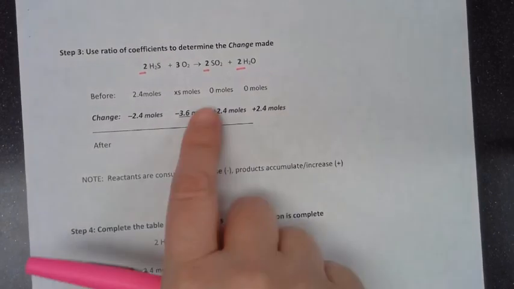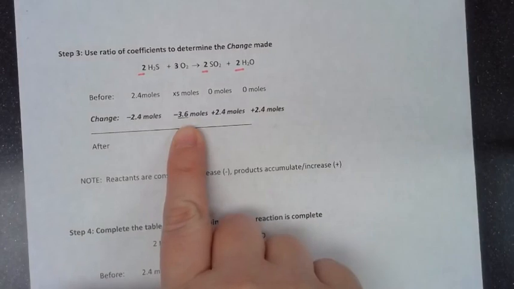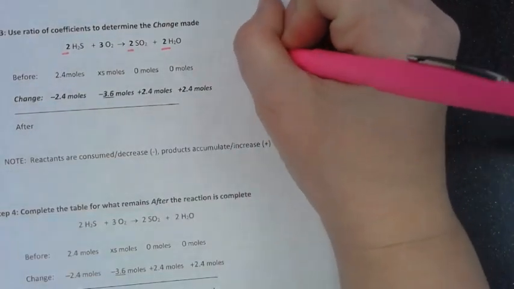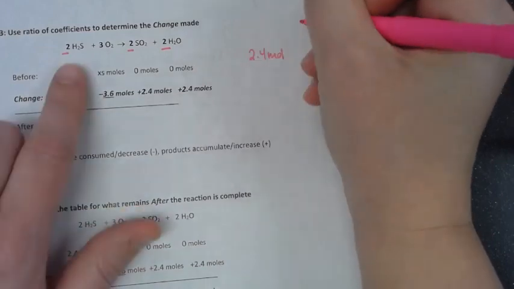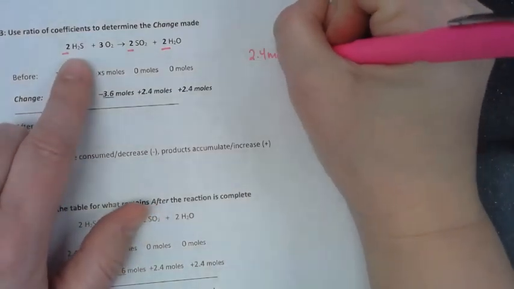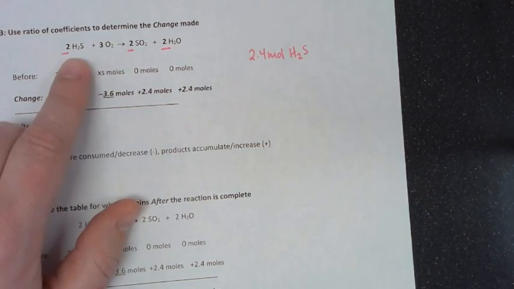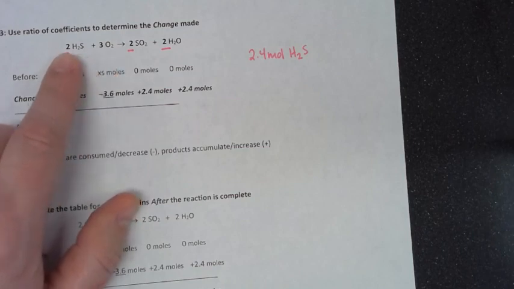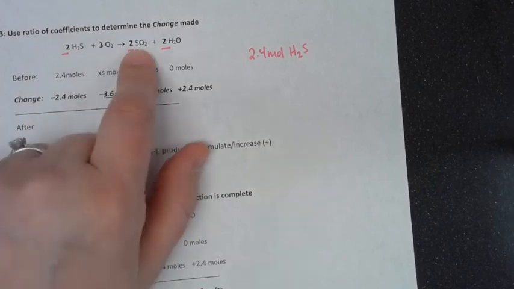So then where did this 3.6 come from? Here's how you get the 3.6. We know that we're going to use 2.4 moles of our hydrogen sulfide gas. If we want to know how much oxygen we're going to use, we need to use that mole ratio that we talked about before. So remember, that would be like saying 2 of these to 3 of these to 2 of these to 2 of these.